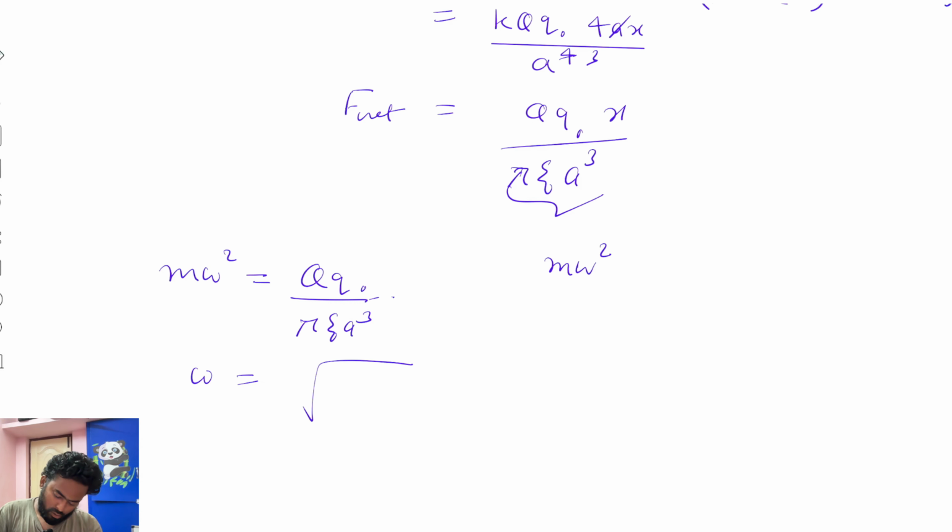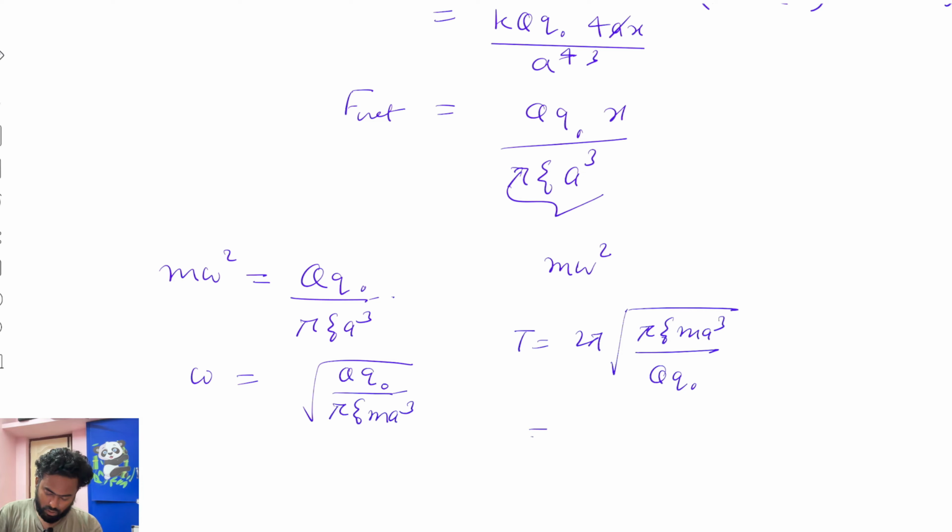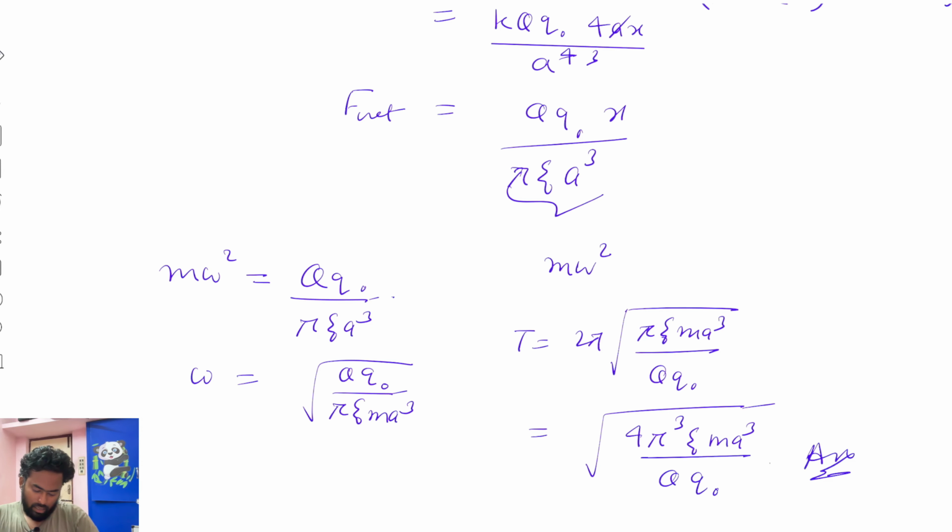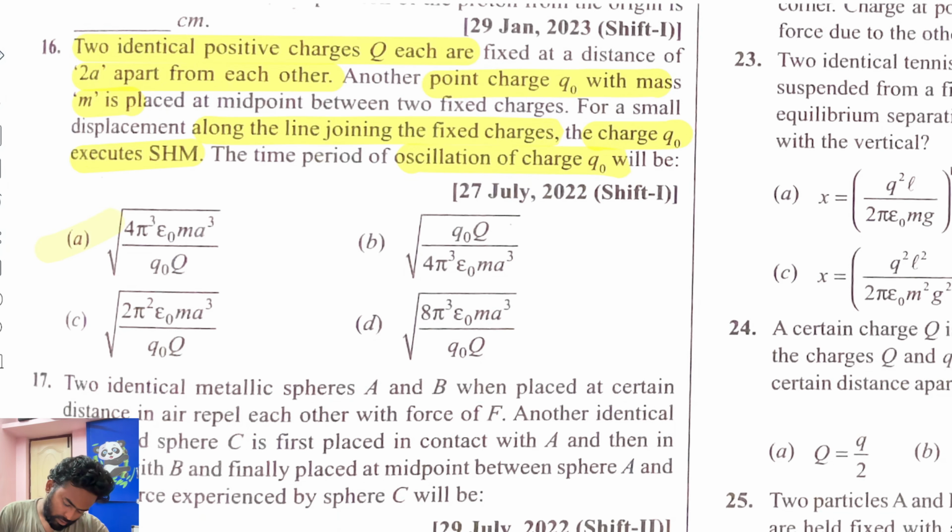So we'll get m omega square equals q naught upon pi epsilon naught a cube. So omega will be root over q naught upon pi epsilon naught m a cube. So time period will be 2 pi over omega, that is 2 pi root over pi epsilon naught m a cube by q naught. Now taking everything inside, it will become root of 4 pi cube epsilon naught m a cube by q naught. So this will be our answer, option number 1. Clear?